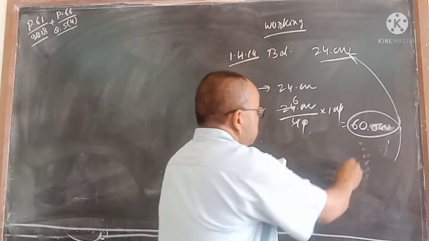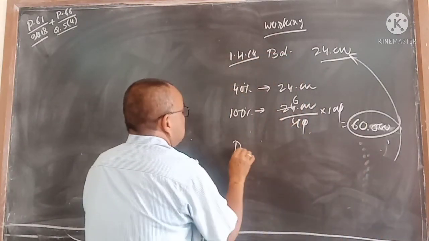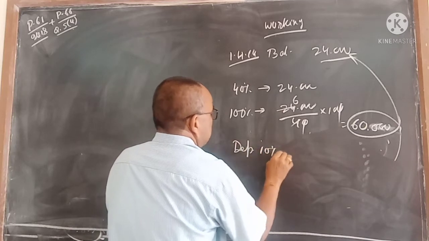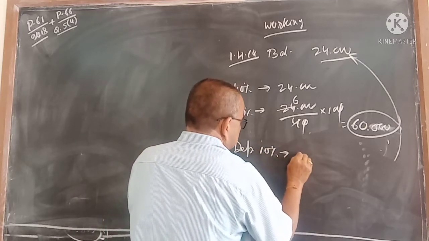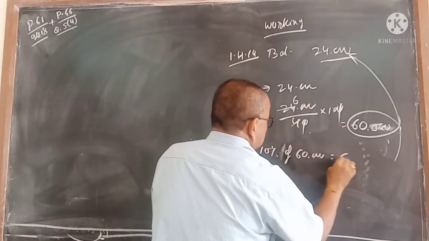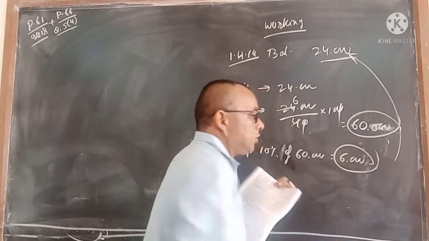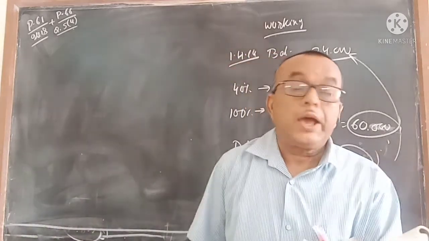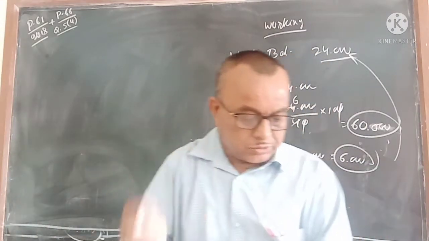Now 60,000 is your CP, so depreciation will be charged at 10%. 10% means 10% of 60,000, which comes to 6,000. So 6,000 every year we will charge as depreciation. Annual depreciation will be 6,000.